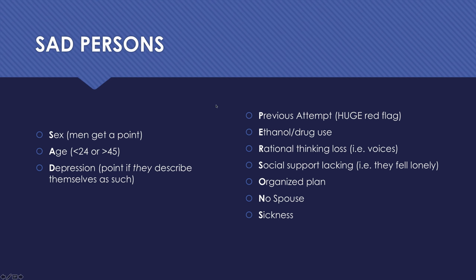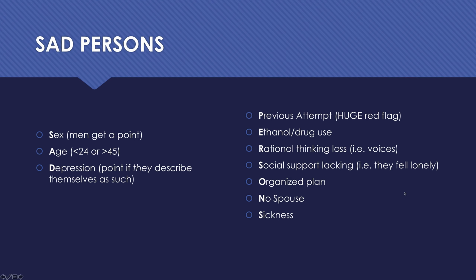Do they have depression? And not just DSM depression. If they describe themselves as depressed, they get a point. Have they had a previous attempt? They get a point, and this is a huge red flag. Why do you think that is? Because, yeah, you're right, if they were able to attempt once, they are able to attempt again. Ethanol, aka alcohol, or drug use. Rational thinking loss, so losing touch with reality, hearing voices, delusions, and so on. Social support lacking: they feel lonely. They might have 100 friends, but they still feel lonely. It's if they feel a lack of social support.